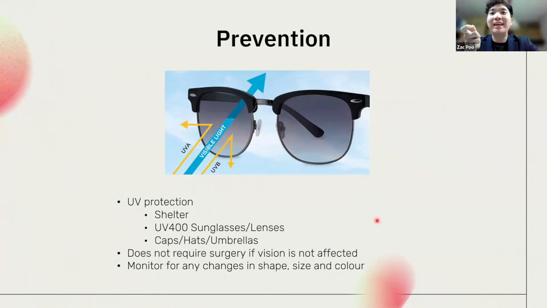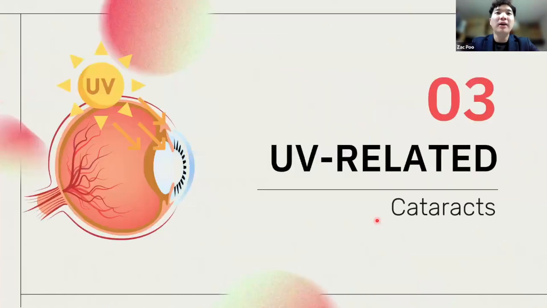If it changes color, it may be cancerous, so it's also best to have an eye check annually to track the changes as well. Okay, now the third form of eye disease, which is cataracts.